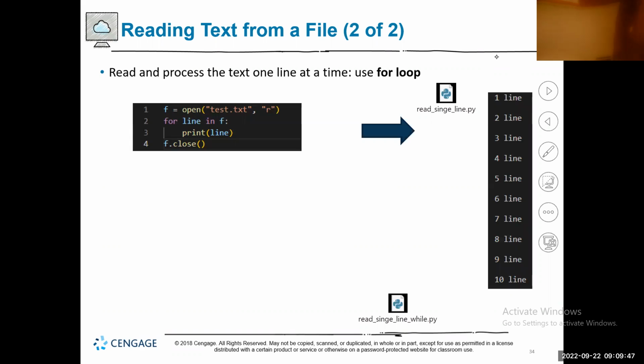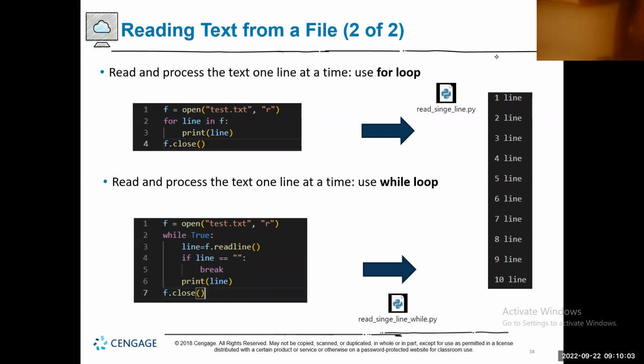In order to read line by line, you can use a for loop here. You have the line in f, the file object here, and for each iteration of the loop, you print every single line in the file here. Or you can use a while loop, right? That means you keep reading every single line in the file until the last one here. That's why you check the condition here: you check if the line is empty.